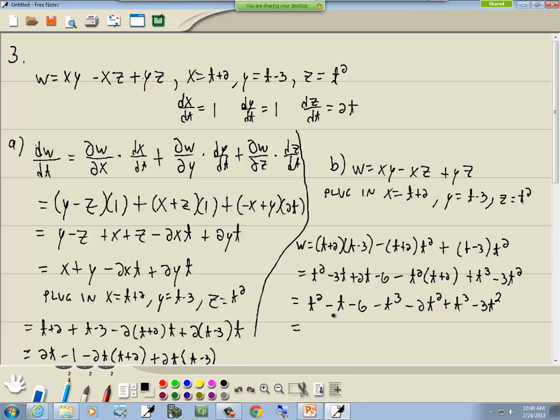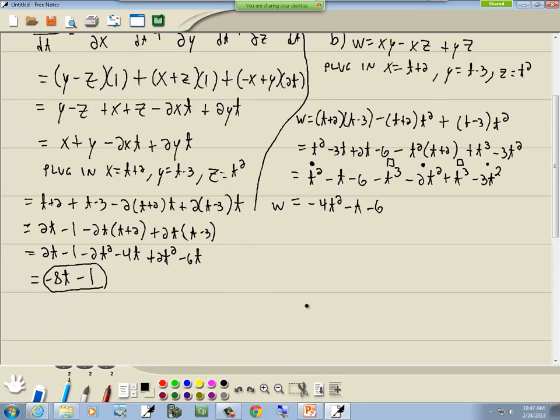Okay, here we have a t squared. Here we have a negative 2t squared and negative 3t squared. Negative 2t squared, negative 3t squared is negative 5t squared, plus t squared is negative 4t squared. Here we have a negative t to the third plus t to the third. Those cancel. And we got minus t minus 6.